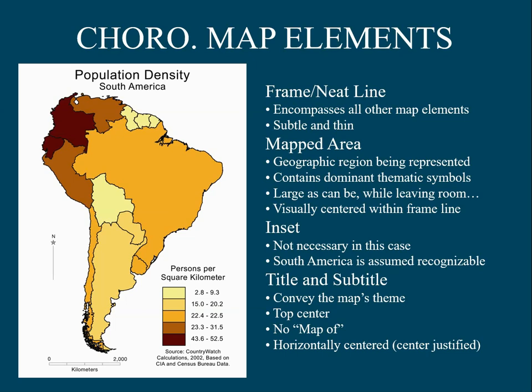All right, our title and subtitle. Again, they need to convey the map's theme. It should be top centered, if appropriate. We don't need to have the words map of or survey of or plat of on every single document. You'll see that a lot in survey records and old GIS maps. It's not necessary. We look at this, we know it's a map. I don't need you to tell me it's a map of the population density of South America. It's entirely unnecessary. It's redundant in reality. Same for surveys and plats and things like that. So keep that in mind.